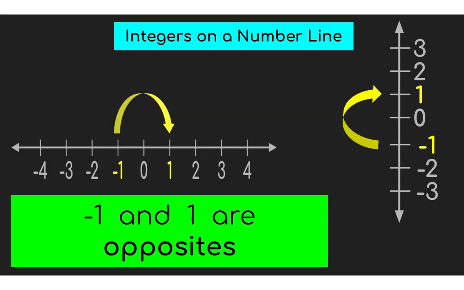So here's a couple more examples. Negative 1 and 1, well, they're opposites because they are 1 jump from 0.